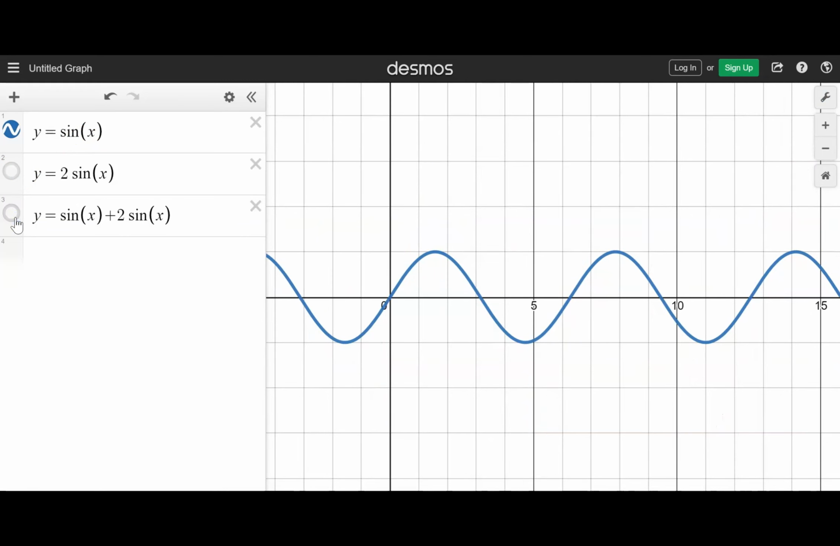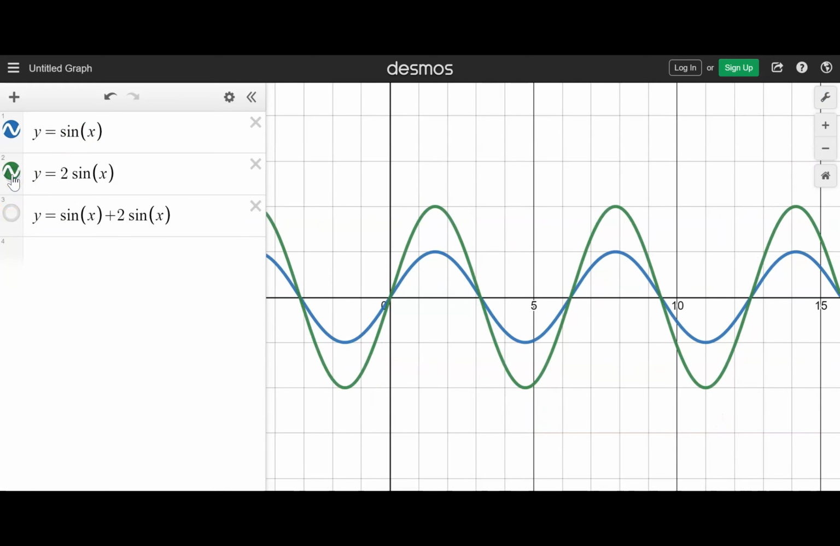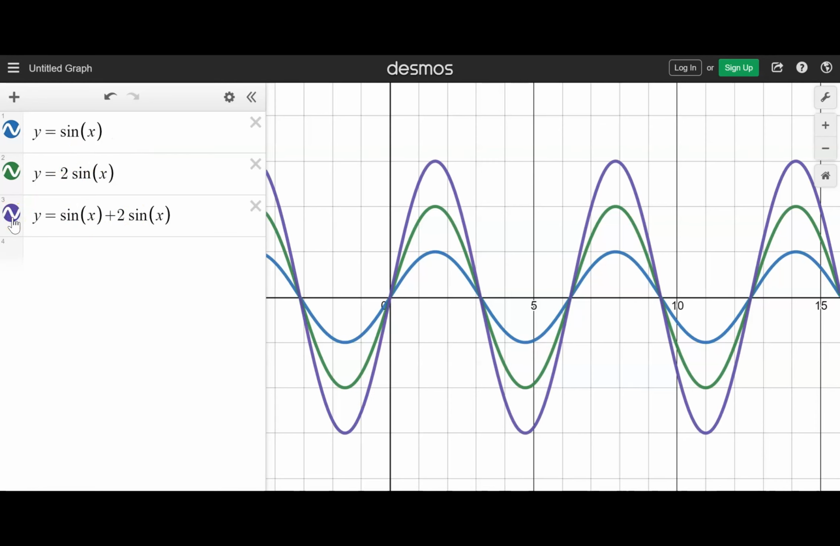The blue graph is y equals sine of x, and then the green graph is y equals 2 times sine of x, and we know that 2 is the amplitude, and it causes a vertical stretch. And then if we add those two functions together, we get this purple graph, and notice that it's even more elongated, and it appears to be more of a vertical stretch. The reason that is, is because if you added these together, you'd get y equals 3 sine of x.